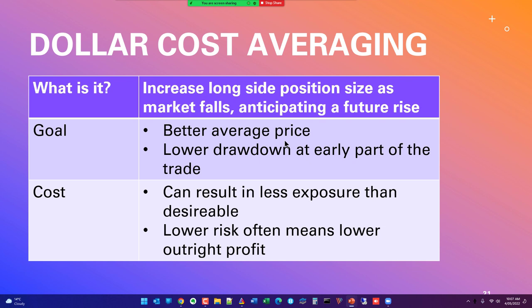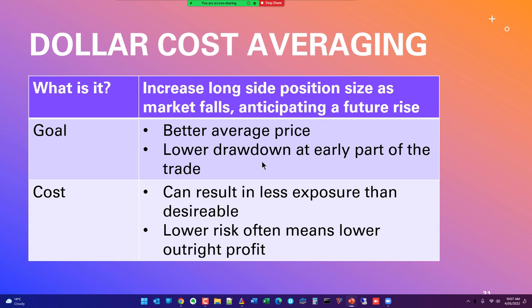One of the aims is to actually get a lower drawdown at the early part of the trade. So if you can imagine a mean revert type trade, the market's falling after you enter, then you're aiming to increase your size as it goes down against you, hoping that you're going to be closer to the point where it bounces, and then you'll get paid for all those entries at a better average price.